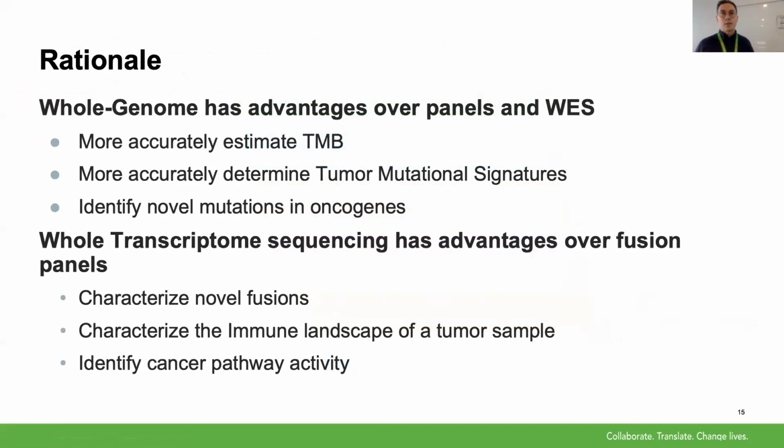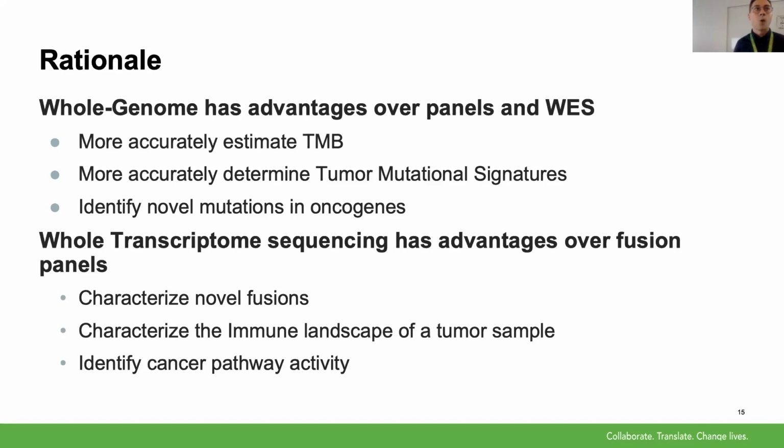So why is the current use of a smaller panel maybe not the best approach? With whole genome sequencing, we can more accurately estimate tumor mutation burden. Obviously, we have the largest sample across the entire genome. We can more accurately determine tumor mutation signatures, which are important in a variety of cancer types. And we can look at identifying novel mutations in oncogenes, which aren't explicitly found in the exons of what's frequently included in a smaller panel, looking at mutations in promoters and regulatory regions.